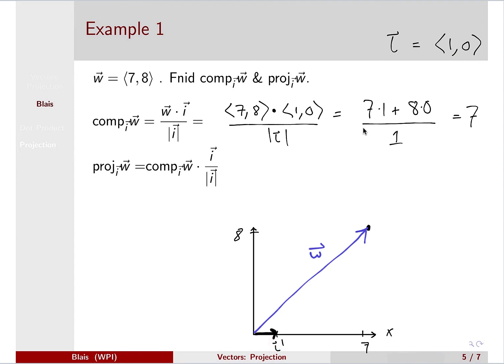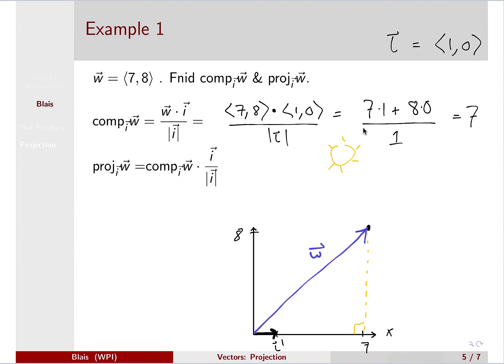And to depict that, if we drop that perpendicular down, and again, think of it as shining a flashlight or the sun directly above, this is the length of this line segment here, the bottom of this triangle, is the shadow that W casts on the vector I.